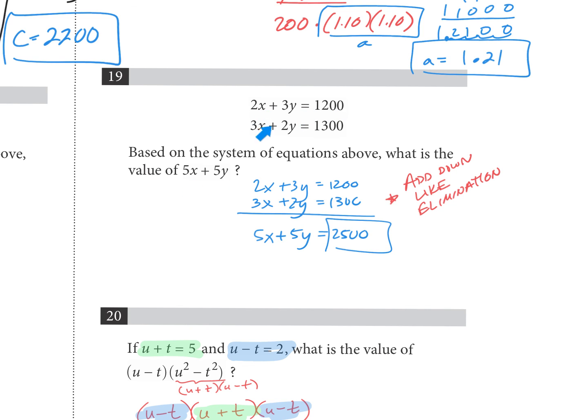However, simply looking at this, if I add these straight down, you might be laughing if you took a long time, but you add straight down, you get 5x plus 5y equals 2500, and that is a valid way to do that problem. It's the same idea as when you do elimination.